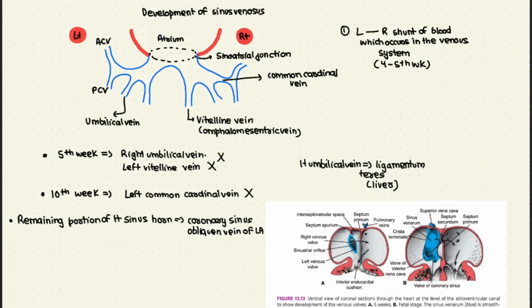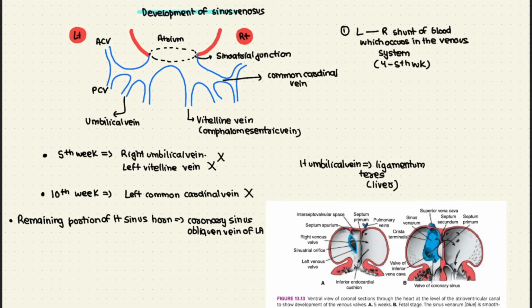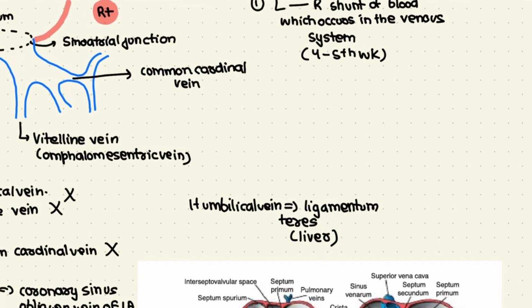Alright, so now we'll be discussing the development of the sinus venosus. As we all know, when we study the internal structure of the right atrium, we encounter two portions. We say there is a trabeculated portion of the right atrium, and we say there is a smooth portion of the right atrium. The smooth portion of the right atrium is also known as sinus venosus.